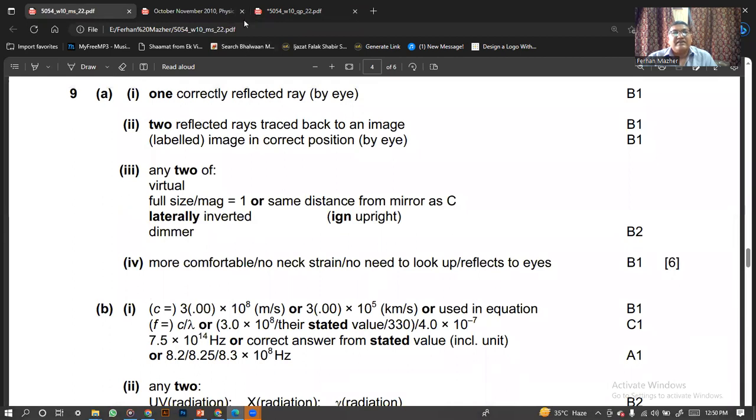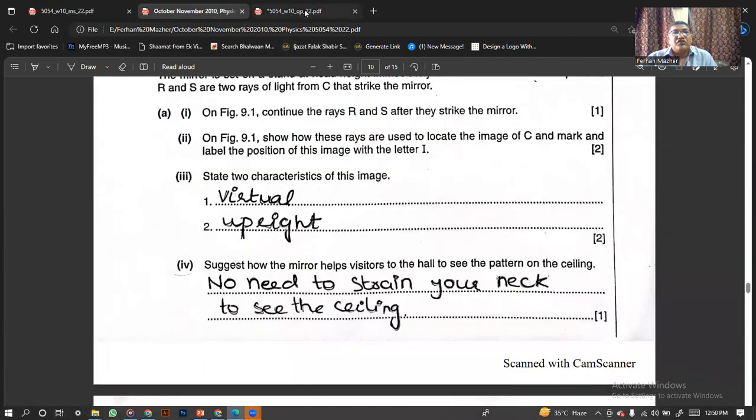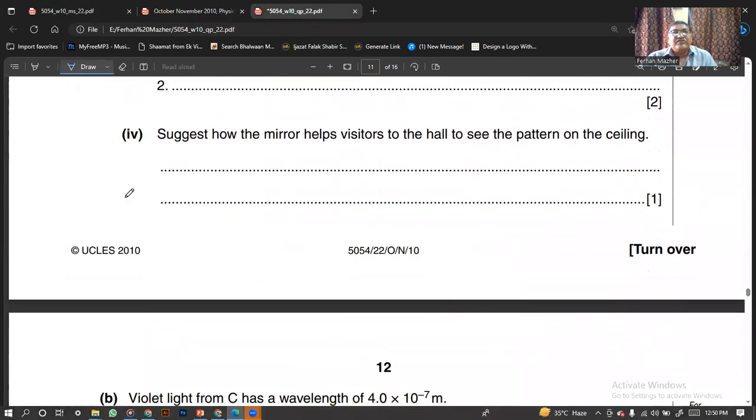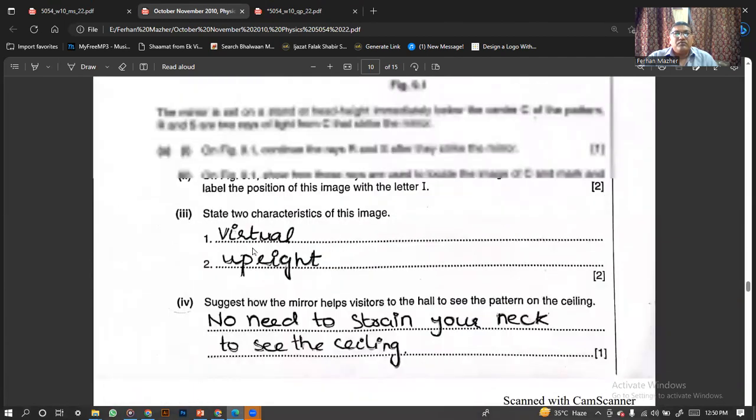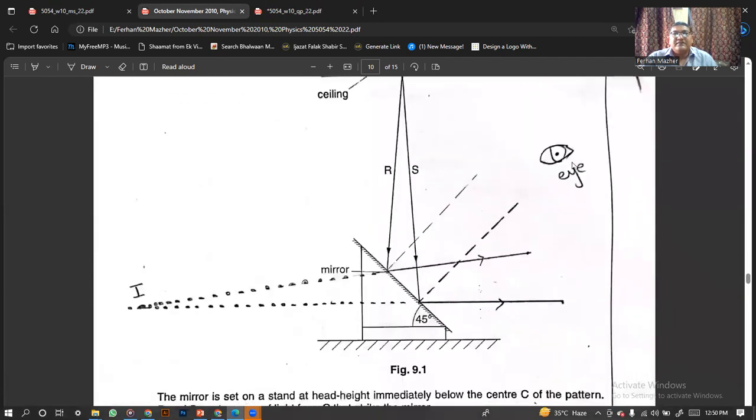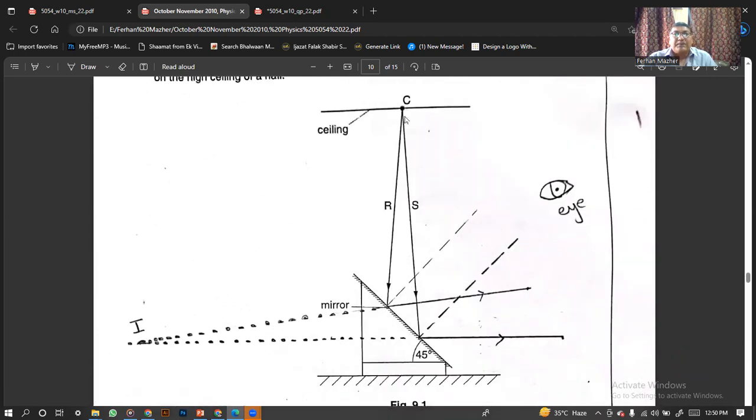Laterally inverted. Okay, so suggest how the mirror helps visitors to the hall to see the pattern on the ceiling. When the observer is here, or here, you can place the observer anywhere here, he will be able to see. He doesn't have to look upward to look at this pattern at C.